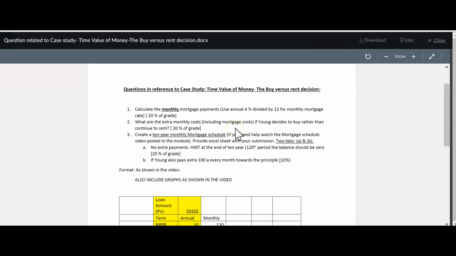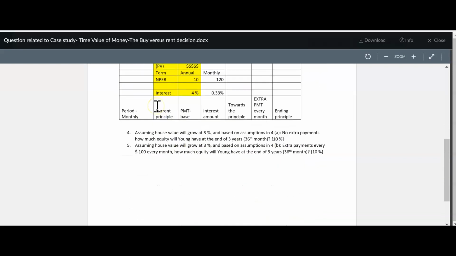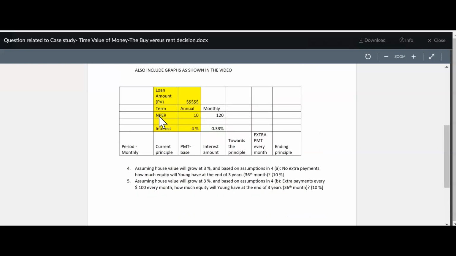In the case study, you will be using a 4% rate, and again, as mortgages are always monthly, make sure you divide it by 12. In one of the videos, I do talk about that. And so you're basically going to answer these questions. One of the questions is to create a mortgage schedule. So what does that mean? Mortgage schedule basically means for the amount of money somebody's going to borrow for a number of years, obviously monthly, so it would be 10 years times 12, which is 120.